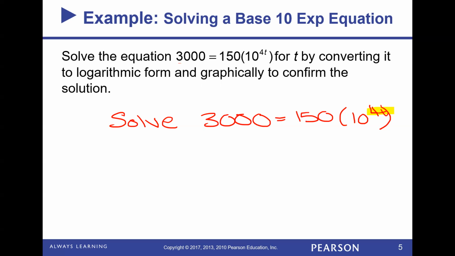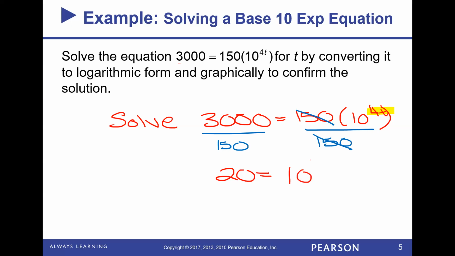So we're going to start by dividing both sides by 150, because the term that has the variable is up here. That cancels out the 150 over here. Now take a second and make sure that you can actually do this division. If it doesn't divide nicely, leave it as a crazy looking fraction. If it divides nicely, go ahead and divide it out, like that 20. And we're left with 10 to the power of 4t.